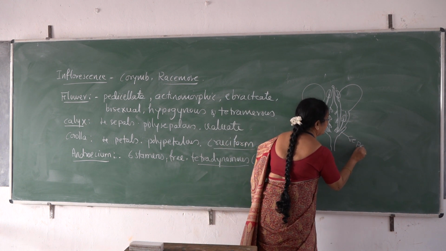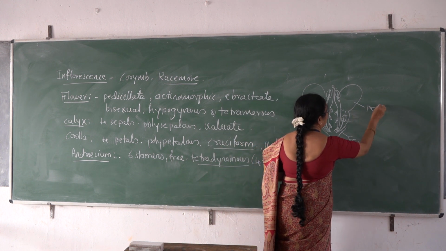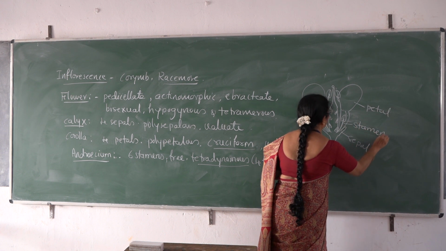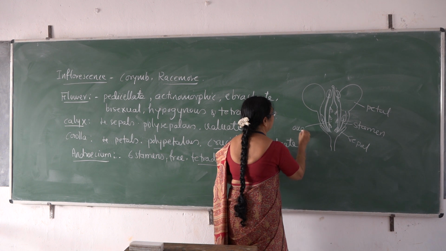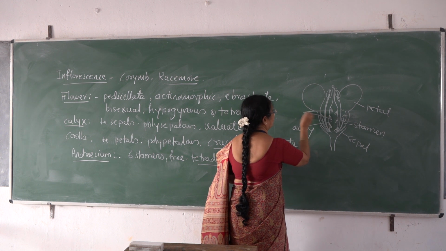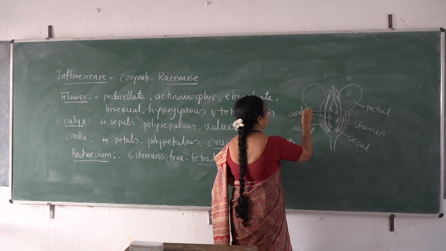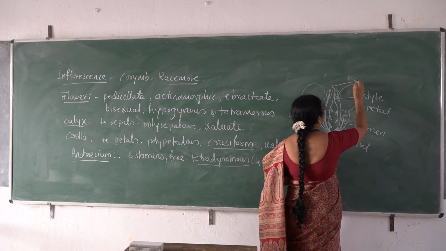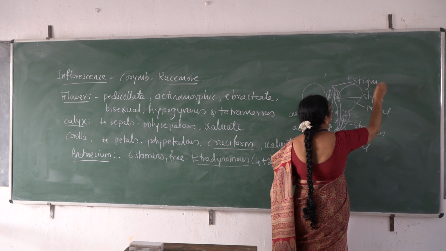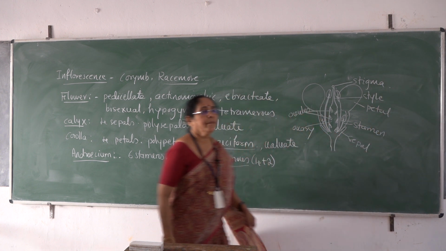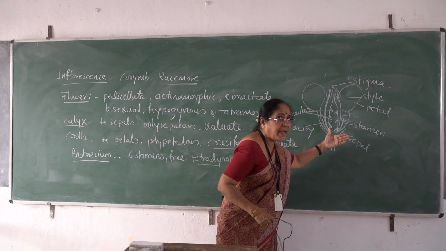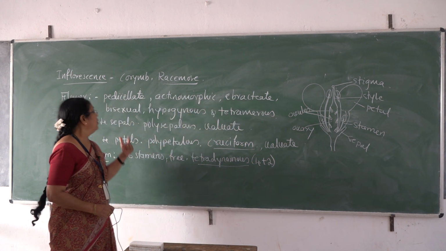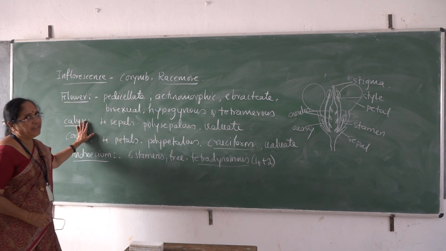This is a sepal, a petal, stamen, ovary, ovules, style, and stigma. Okay? Now, by referring to this diagram, you can describe all the different parts of the flower. Now, we have to begin with the calyx.